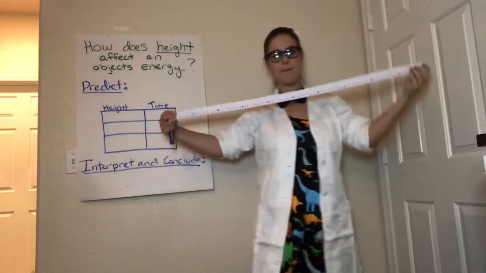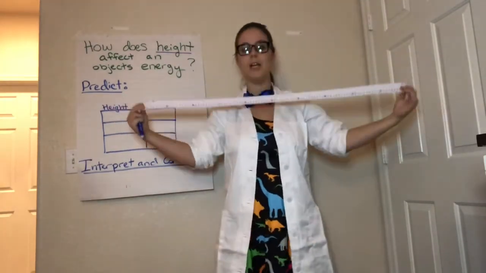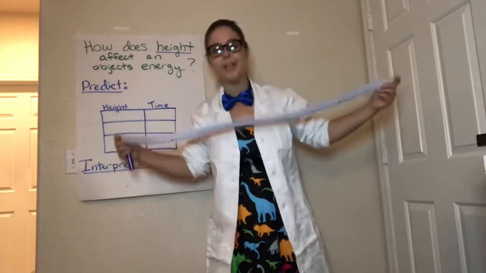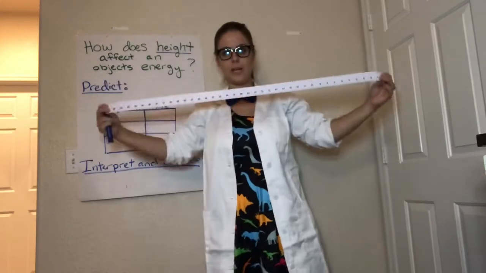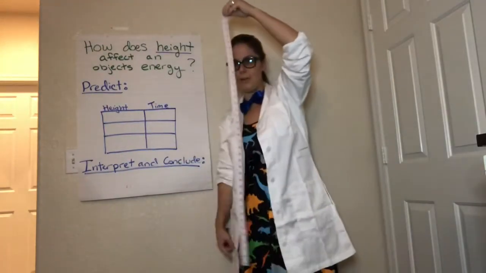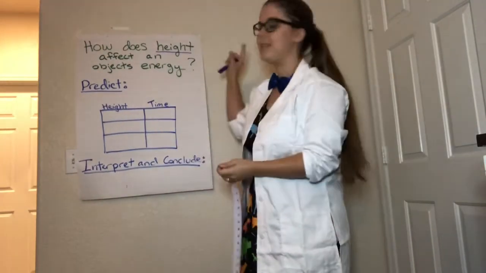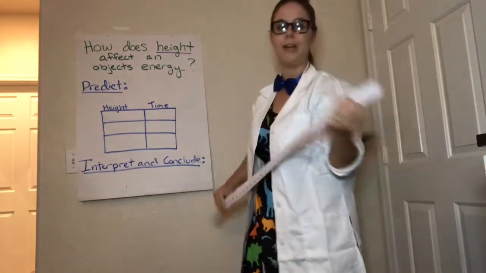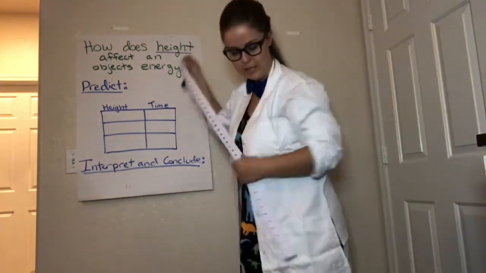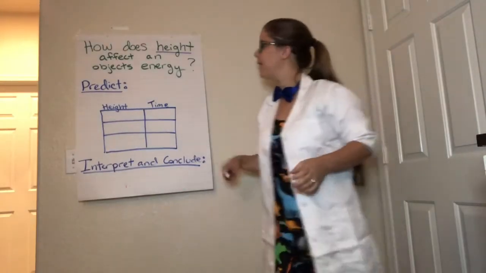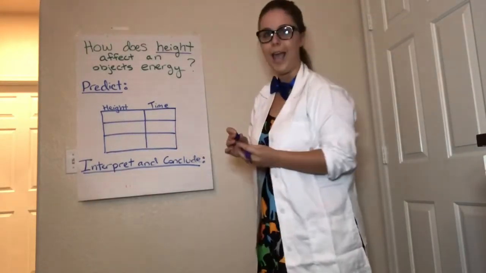This is a meter stick. A meter is 100 centimeters and about 39 inches. Doesn't matter what direction, but we are worried about the up and down direction. Remember that. We are worried about the height of something and how it affects an object's energy. So remember, height, up and down of something. Next, how it has an effect on an object's energy.